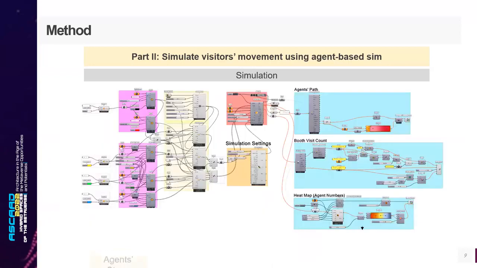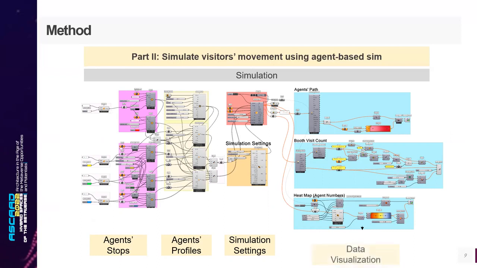The simulation algorithm starts with defining agent stops, entrances, exits, and interest points. Then the agent profiles. The number of visits is set to 10 and visiting time to 60 seconds. Simulation settings include the population, which is 1500, and a duration of simulation of 20 minutes. The data visualization takes the data output and visualizes it for analysis.